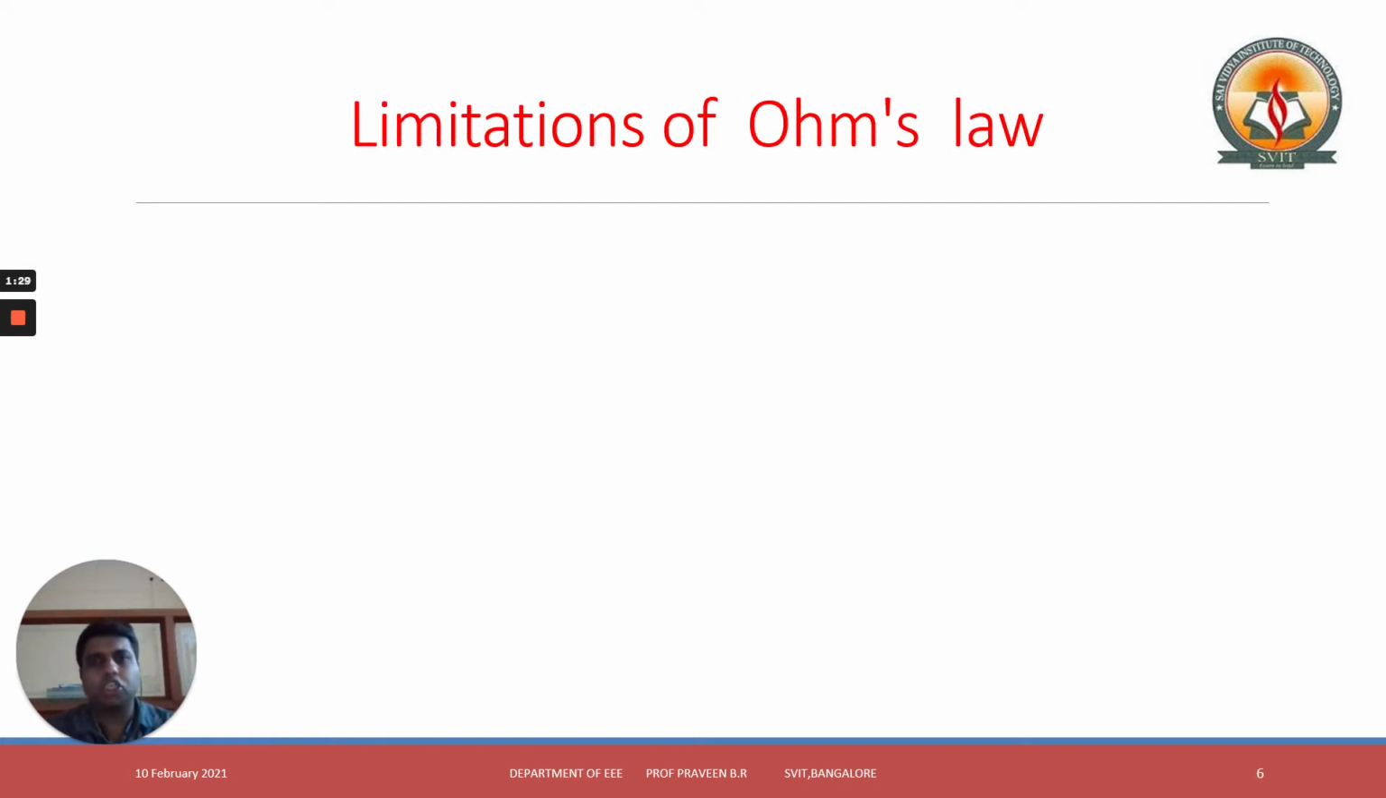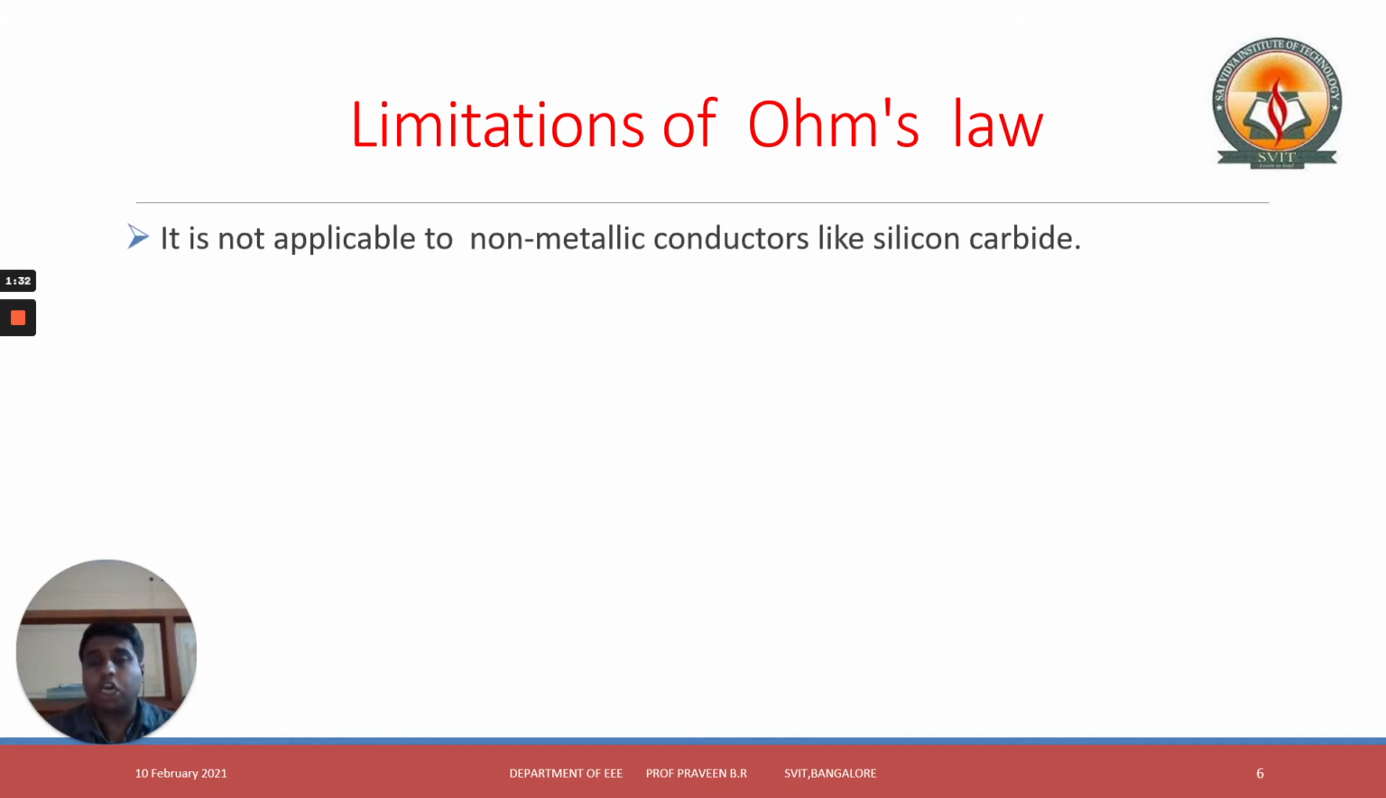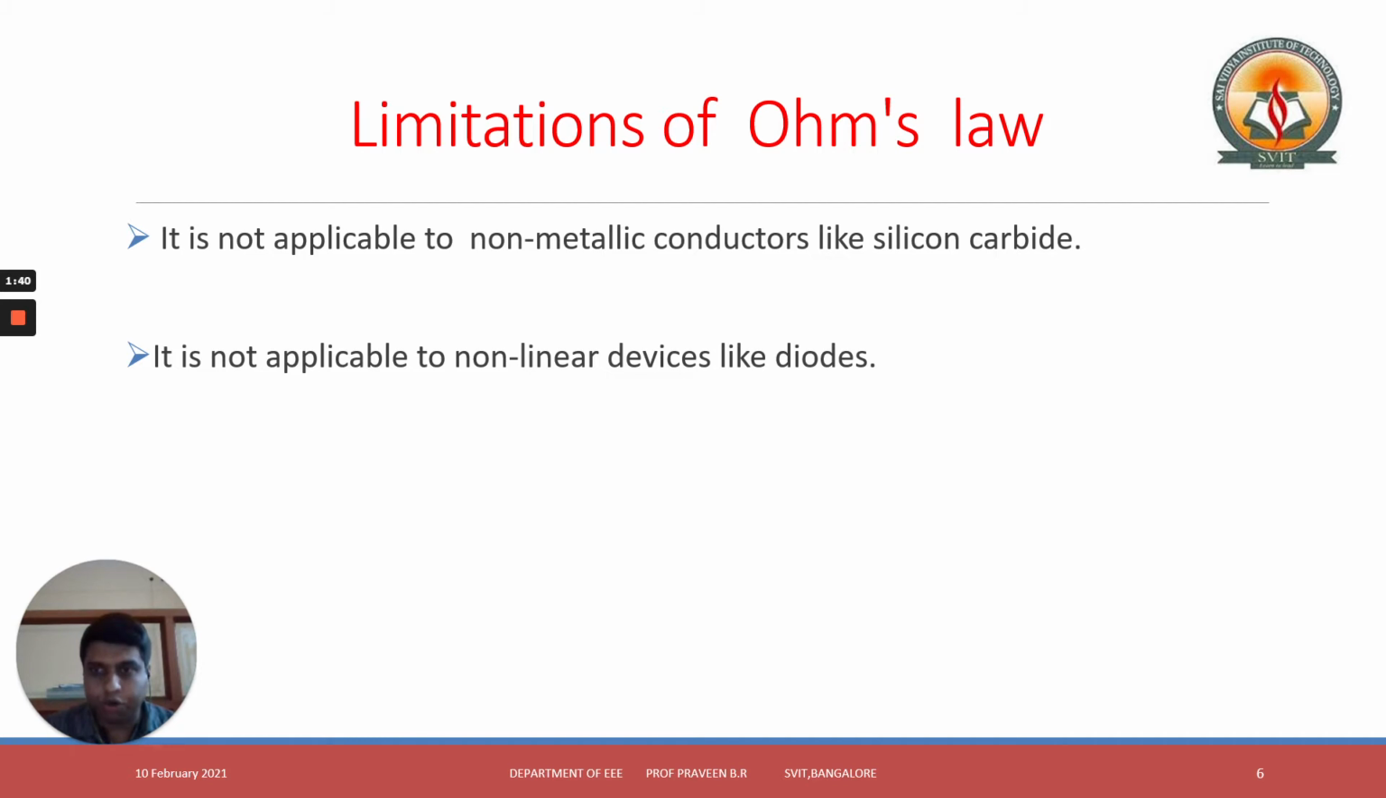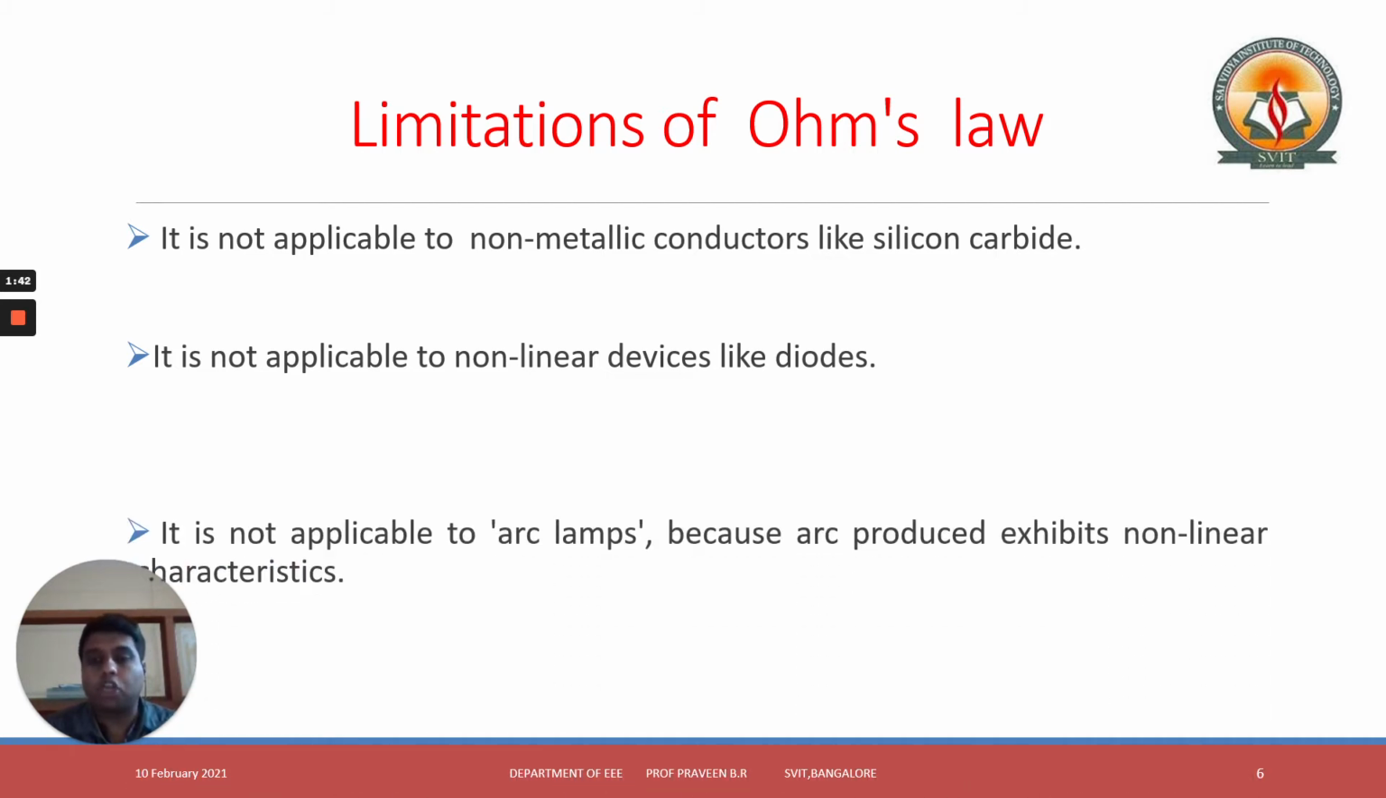What are the limitations of Ohm's law? Ohm's law is not applicable to non-metallic conductors like silicon carbide. We cannot apply Ohm's law to nonlinear devices like diode. We cannot apply Ohm's law to arc lamps because the arc that is produced exhibits nonlinear characteristics. Hence, we cannot apply Ohm's law.